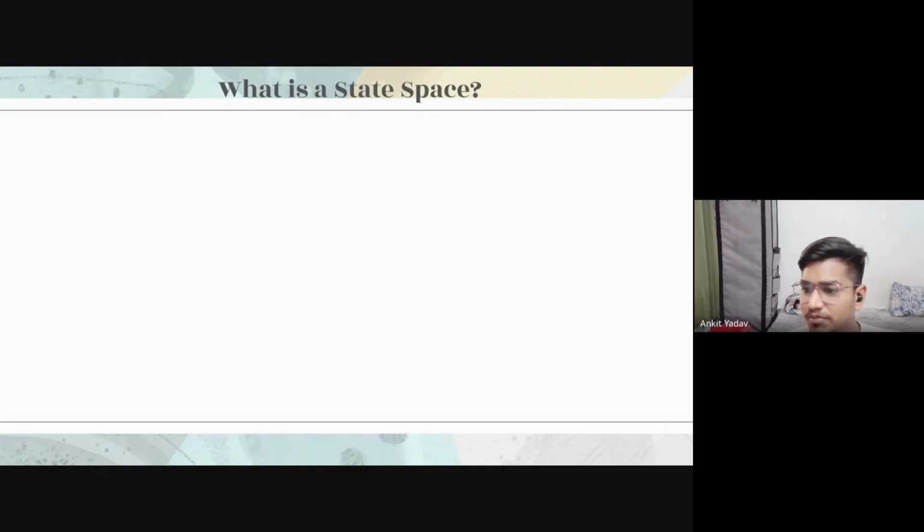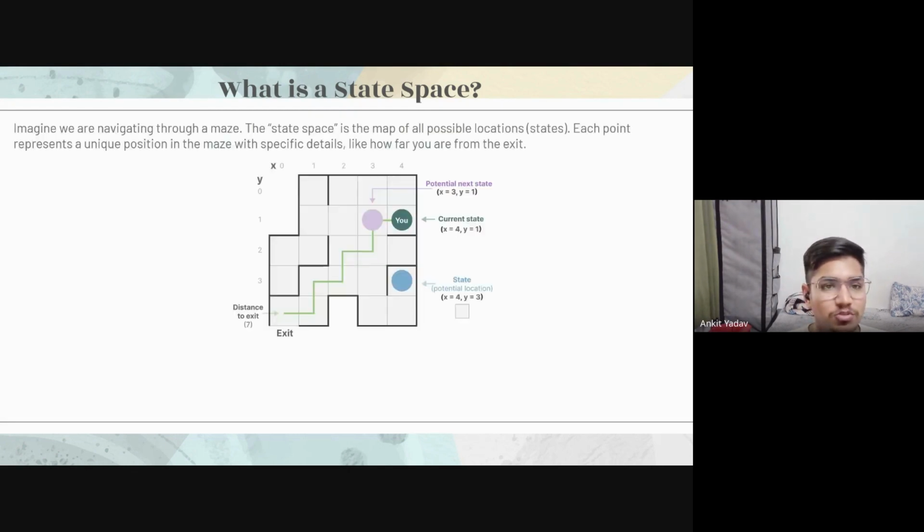Basically, state space, I mean, everyone has heard this word. I think the word state also appears in Transformers, where there's a state vector or something related to that. But I'll tell how that exactly comes into the picture. Let's imagine there's an XY coordinate plane and there's a maze here. A state basically points out your current location, or the location of any point in a space. And the state space is the map of all the possible states, or all the possible locations we have. Each point represents a unique position in the maze.